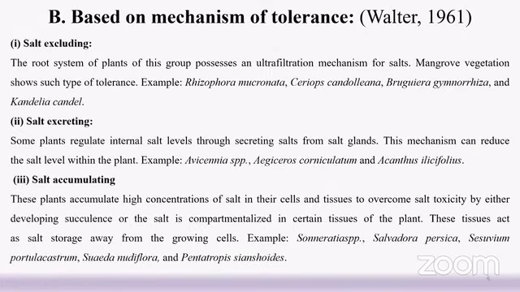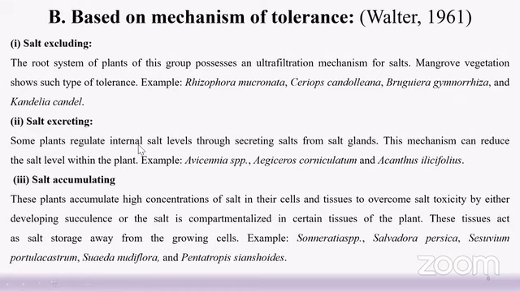The second basis of classification is based on the mechanism of tolerance. Walter 1961 gave this classification. On the first number, salt excluding type halophytes. The root system of the plants of this group possesses an ultrafiltration mechanism for salt. They exclude the salt from the soil. They take up only water, and they exclude the salt from the soil. So this type of tolerance they show to survive under the saline conditions, like mangrove vegetation. Second number is salt excreting.